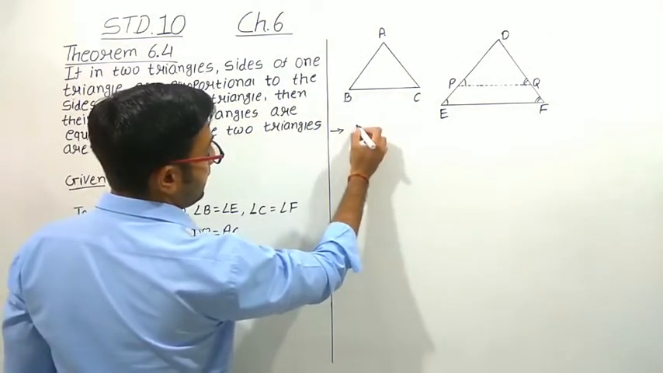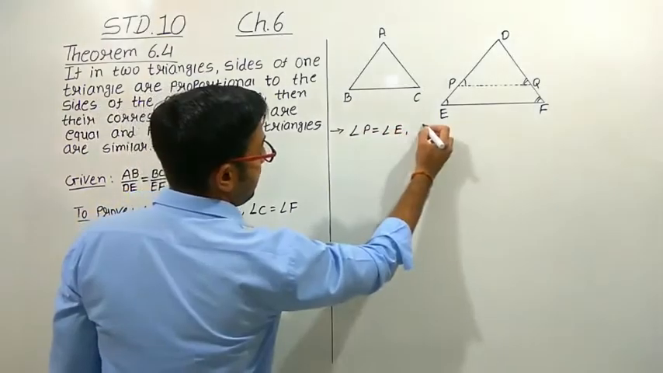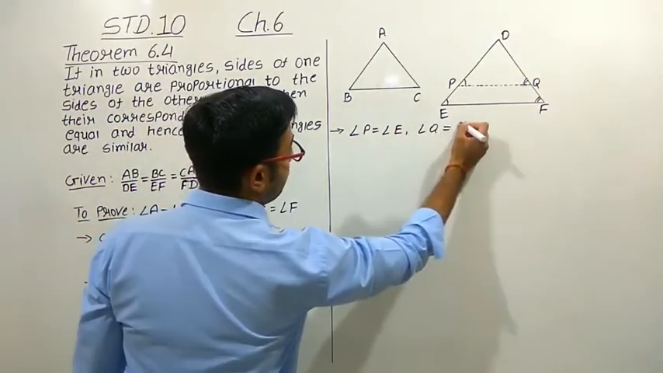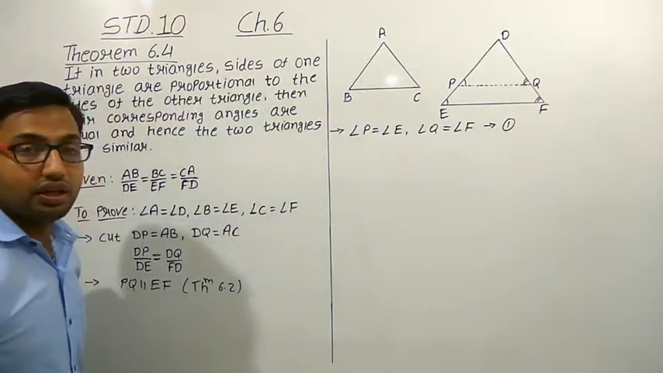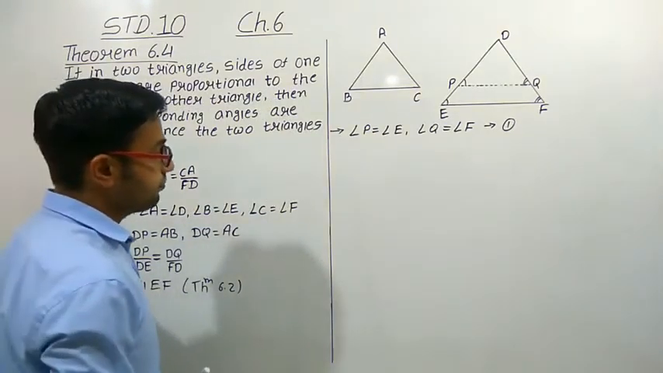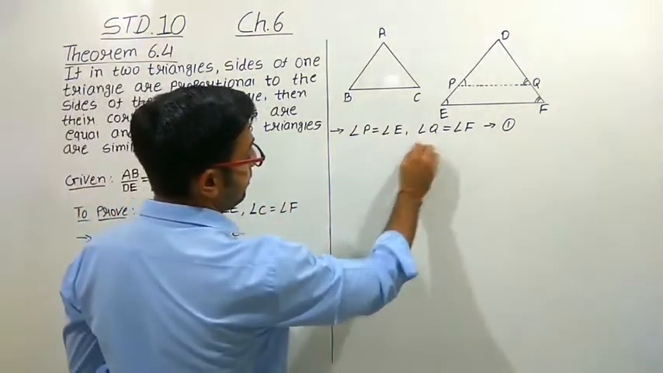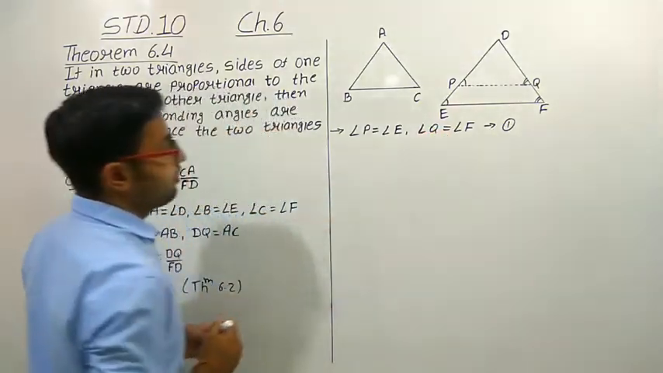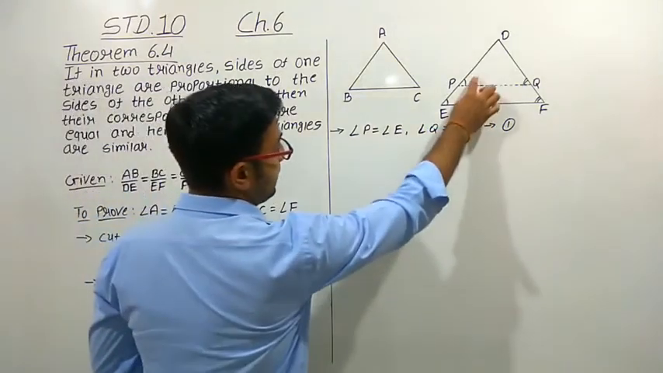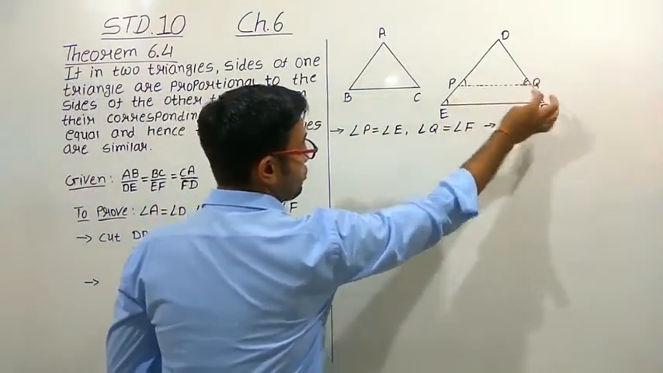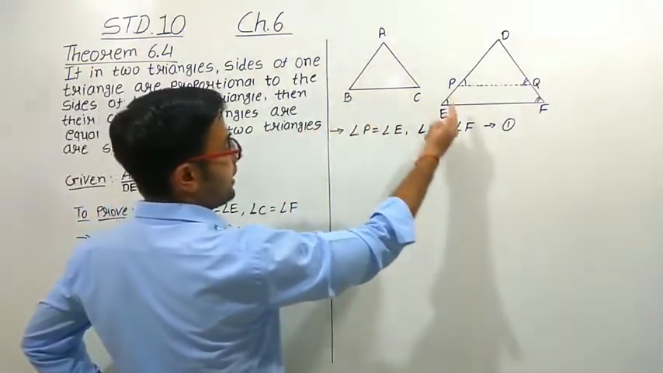So here we can write down that angle P is equal to angle E, and angle Q will become equal to angle F. Give it the result number 1. Understand? Okay. Now these angles we get equal. So now we have to do the next thing. That is, see, this angle and this angle become equal. This angle and this angle also become equal. So here we have to prove that angle B and angle E are equal.